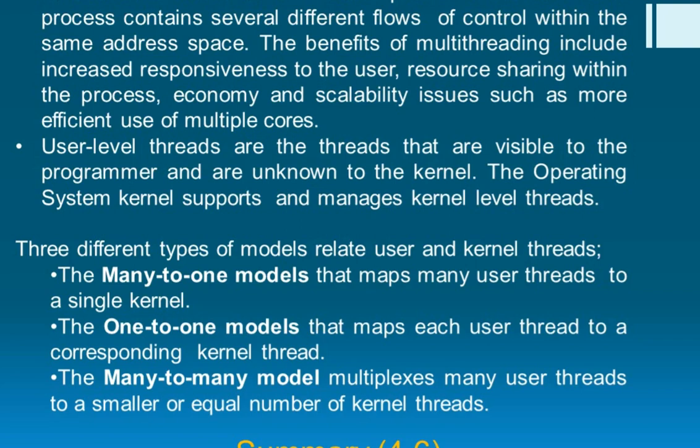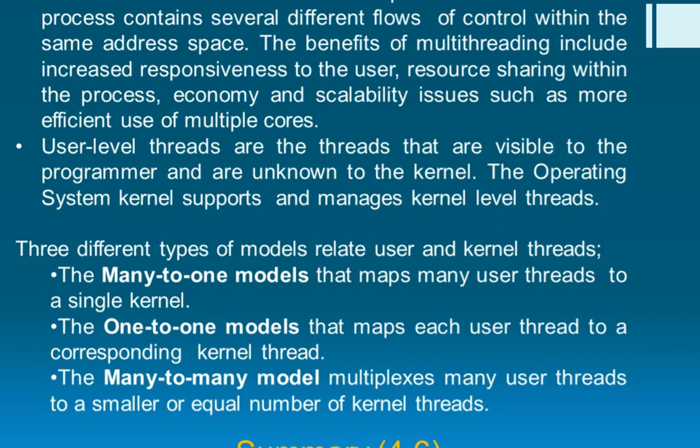Summary 4.6. A thread is a flow of control within a process. A multi-threaded process contains several different flows of control within the same address space. The benefits of multi-threading include increased responsiveness to the user, resource sharing within the process, economy, and scalability issues such as more efficient use of multiple cores.